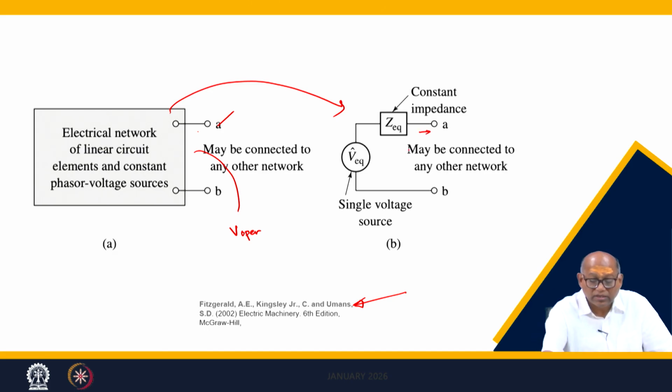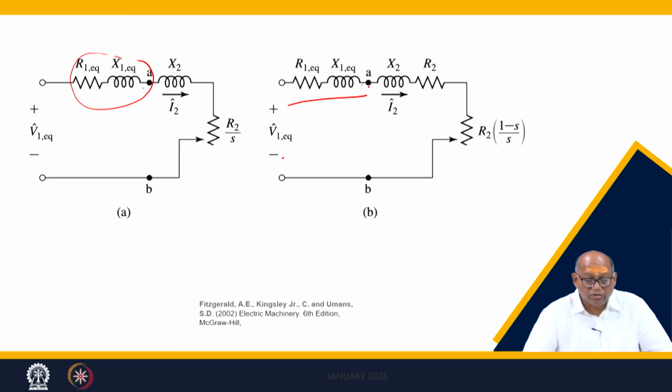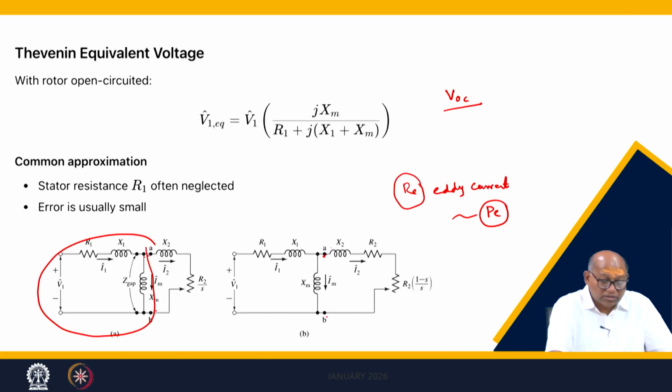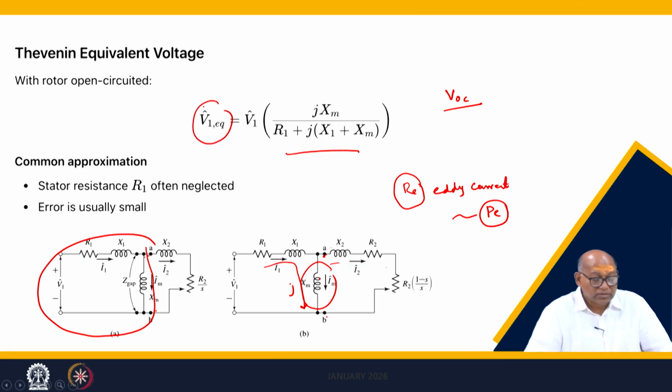Then I will find the equivalent impedance by setting the voltage to zero. So, the open circuit voltage is found by this method. V equivalent is equal to, this is open, so no current here. It is just a voltage divider: V1 times jXm divided by R1 plus jX1 plus jXm, the total impedance. So, this is the open circuit voltage, V1.